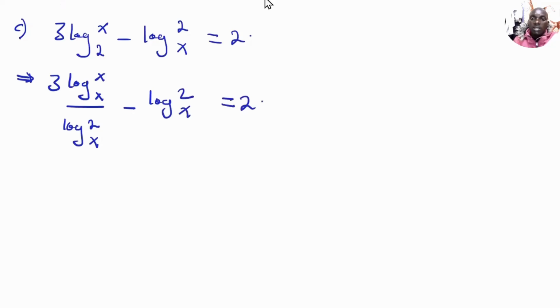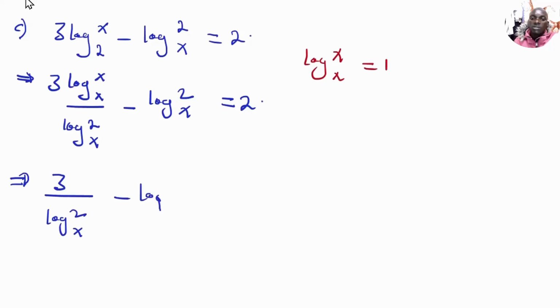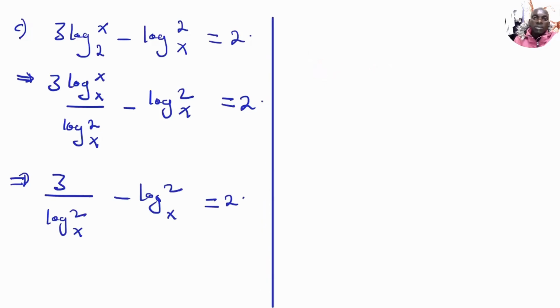So remember that log of x base x is also equal to 1. From here, that means we are going to substitute 1 there. So it implies that we have 3 multiplied by 1 divided by log of 2 base x, minus log of 2 base x, equals 2. So from this, we can proceed by letting m be equal to the log of 2 base x.